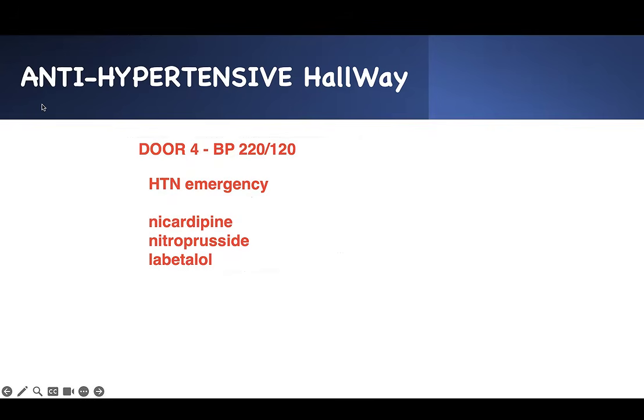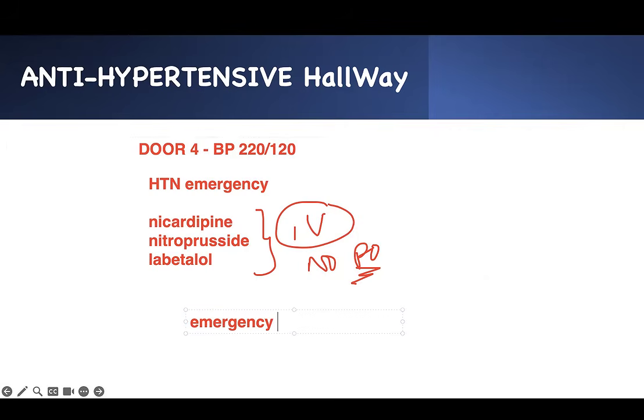NCLEX is going to trap you. Hypertensive emergency, IV medication. No PO medication. Never give anything through the mouth, because this patient is going to die. That is your door 4. Do something quickly and then cure the patient as much as possible. Therefore, in this hallway, door 4, when you hear about emergency, I need to do what? IV, and I slowly drop the blood pressure. Don't drop it too quickly. Slowly drop it. Door 4 is conquered.